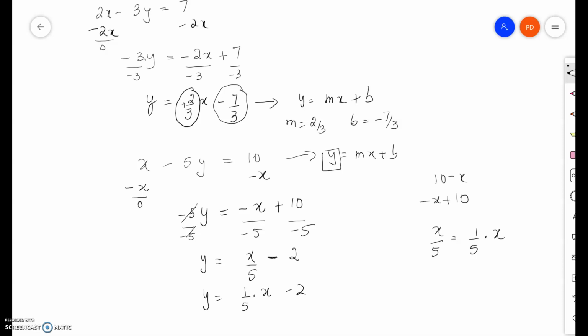So now we compare it to y equals mx plus b. Notice that b equals negative 2 and m is 1/5. So the slope is 1/5. The y-intercept is equal to negative 2.